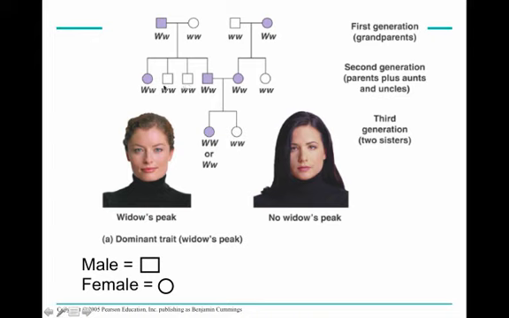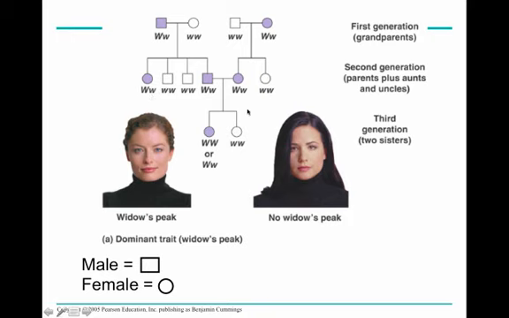Well, he has two offspring that are widow peakless. They have no widow's peak, so they must be homozygous recessive. The only way these individuals can be homozygous recessive is if their father gave them a recessive allele. Of course, they got one from mom, but they got one from dad too. All right. And of course we know this person as well has to be heterozygous because at least one of their alleles has to be a recessive allele.